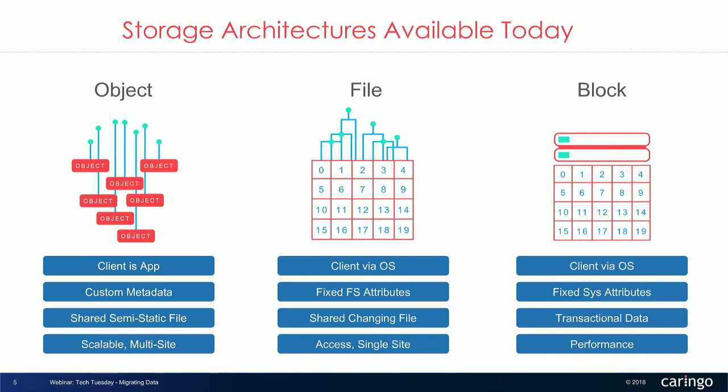Typically, that's going to be a shared semi-static object of some kind being accessed by multiple applications. And object storage in general is designed to be a scale-up, scale-out architecture for the handling of unstructured data, and would be cloud-enabled, accessed by multiple sites, sometimes even simultaneously.